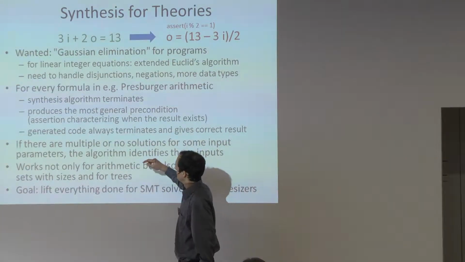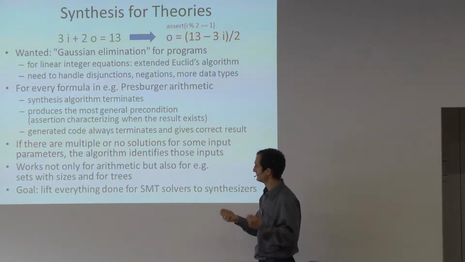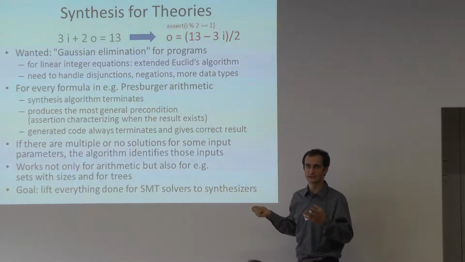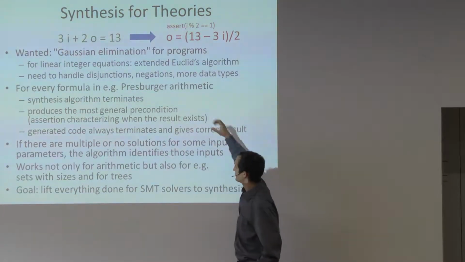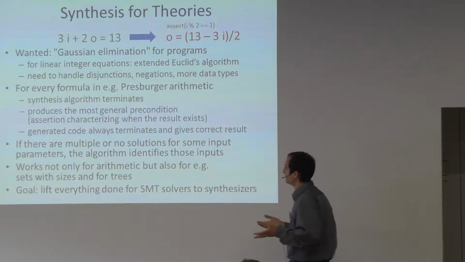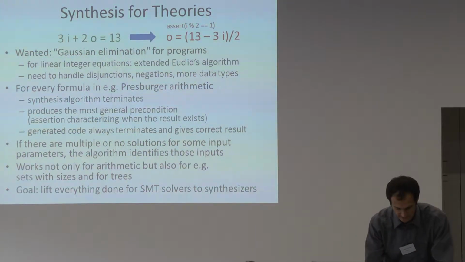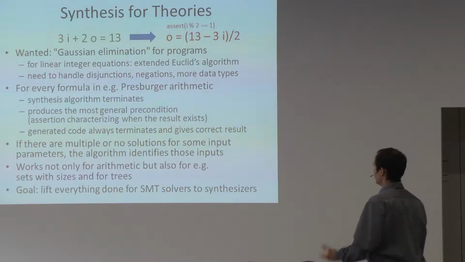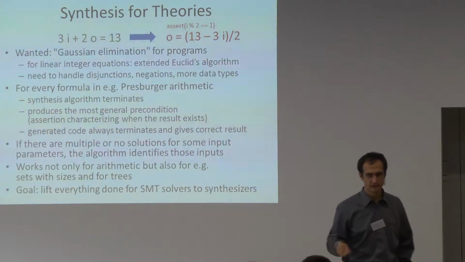It produces the code that always satisfies the specification, in the sense that it computes the result that satisfies the given input-output specification whenever one such output exists. Okay? And what about the cases when no such output exists? Well, it's also going to produce the precondition, so the formula characterizing the cases when the output exists. Okay? So this is what you can do for some very nicely behaving theories, such as Presburger arithmetic. And we would like to do that for more theories, in particular for as many building blocks that are used in constraint solvers as possible.